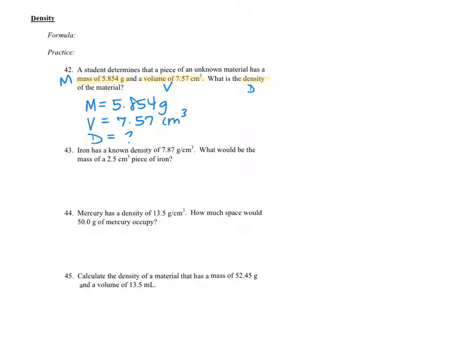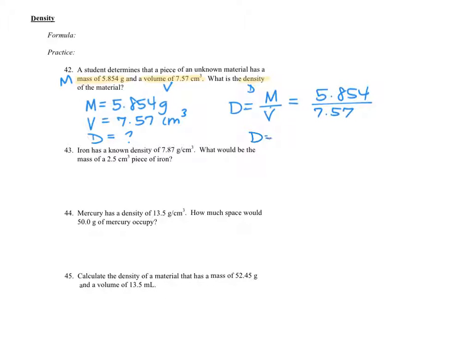So if I have a mass of 5.854 grams and a volume of 7.57 centimeters cubed, then very simply I see I'm solving for the density. You're going to remember the formula for density is m over v, and really this is just a matter of plugging in. So you're going to do m, which is 5.854, divided by the volume, 7.57.